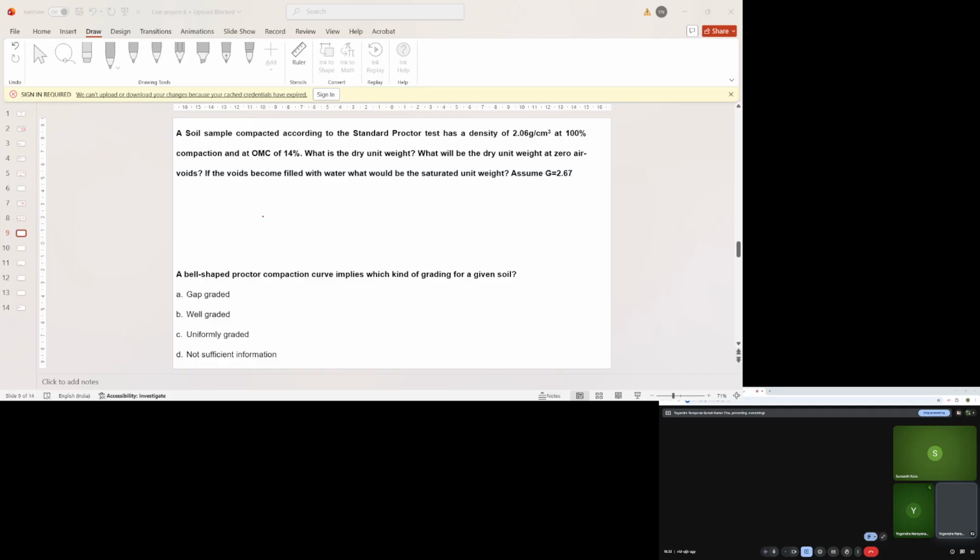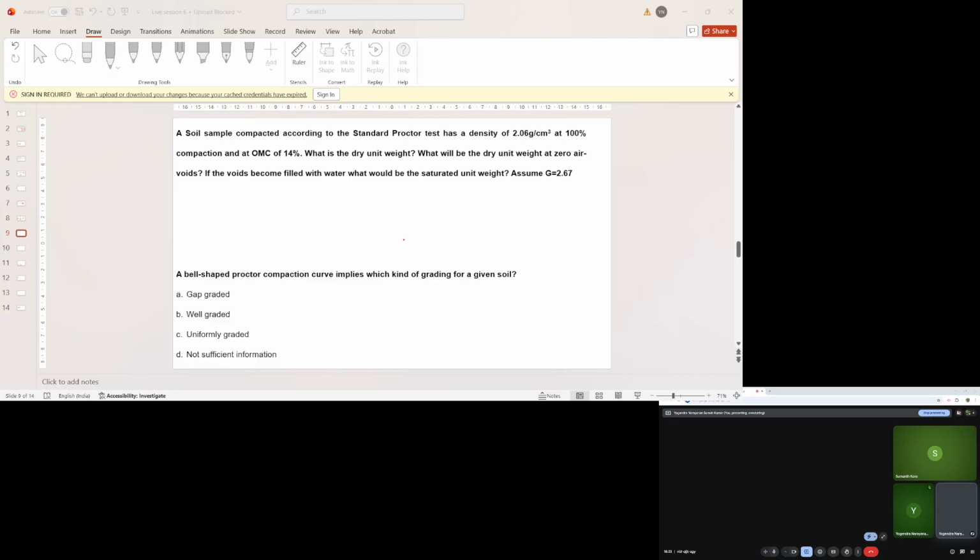So volume of solids is equal to weight of solids, 1.81, divided by gamma W, which is 1, into G, which is 2.67. How much are you getting? 0.678, so 0.68 cc. So we know the volume of solids that is present.